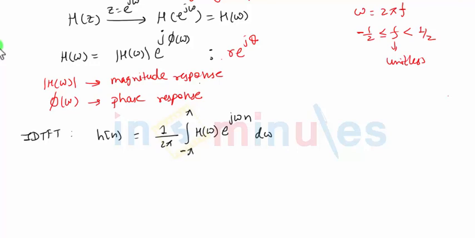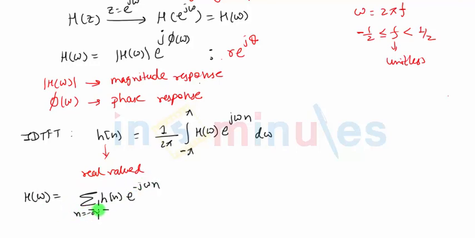Now, if I assume two important things which will be basic assumption throughout the discussion of this subject, that the system under consideration is linear time invariant and h of n is real valued signal. If h of n is real valued signal, then we can do this following analysis, which becomes very important. H of omega is nothing but summation h of n e raised to minus j omega n, where n will be from minus infinity to plus infinity.